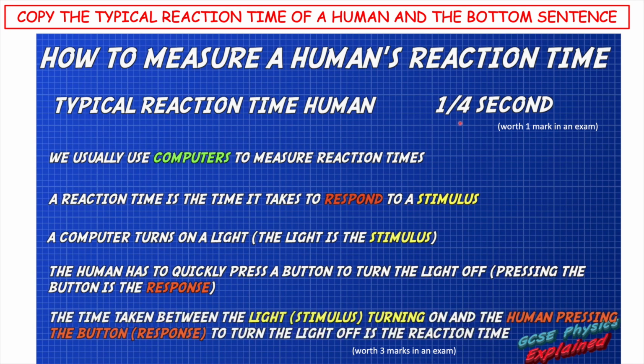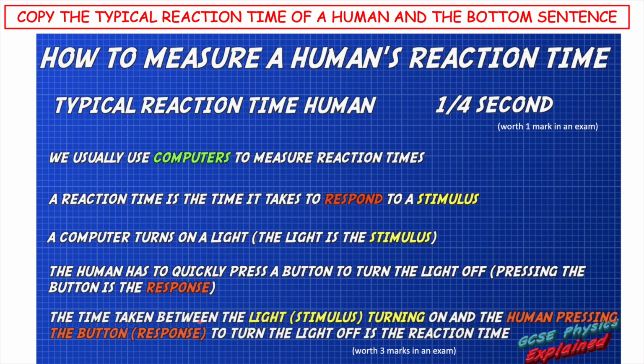Because the reaction times are so quick, we usually use computers to measure them. A reaction time is the time it takes to respond to a stimulus. And this is how you explain it to the examiner. A computer turns on a light. So the light is the stimulus. The human has to quickly press a button to turn the light off. Pressing the button is the human's response.